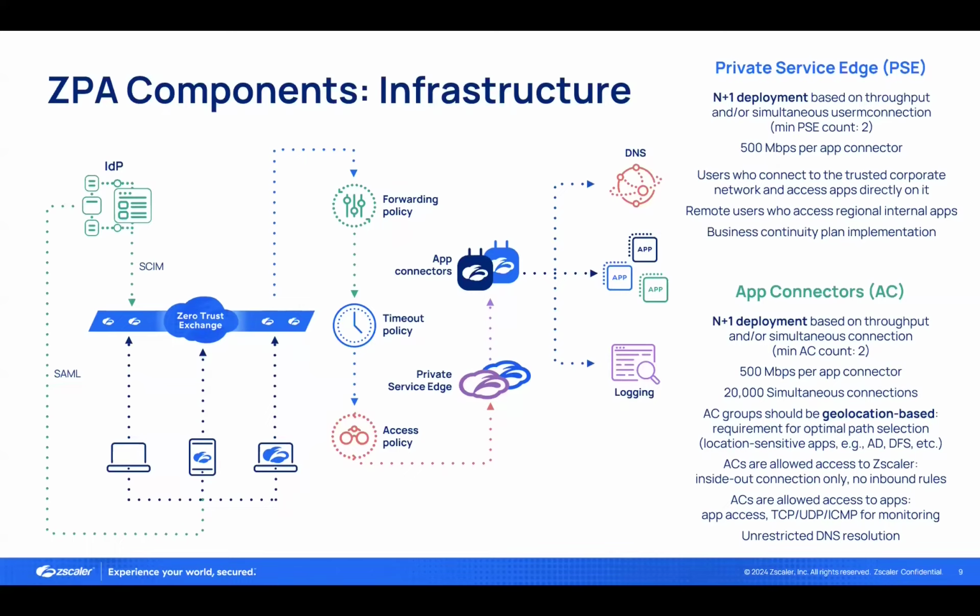This means that if you expect, for example, a traffic of 1 gig per second with 40,000 simultaneous connections to one data center, you should deploy a minimum of 3 app connectors to that data center. 2 to handle the expected throughput, and an additional third app connector to ensure high availability and fault tolerance.